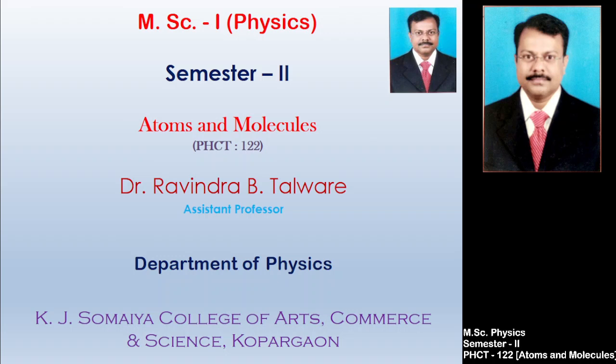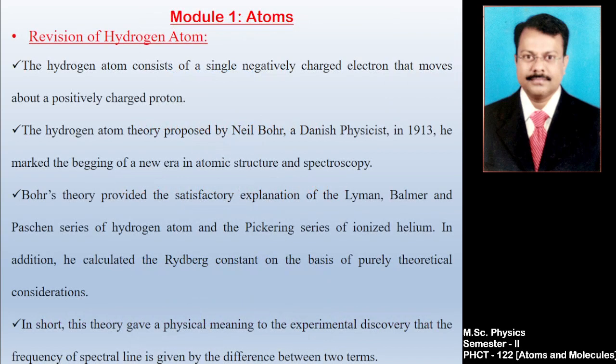Now, in the last lecture, we discussed the revision of the atom. In this lecture, we will discuss the revision of the hydrogen atom. What is meant by the hydrogen atom? The hydrogen atom consists of a single negatively charged electron that moves about a positively charged proton.